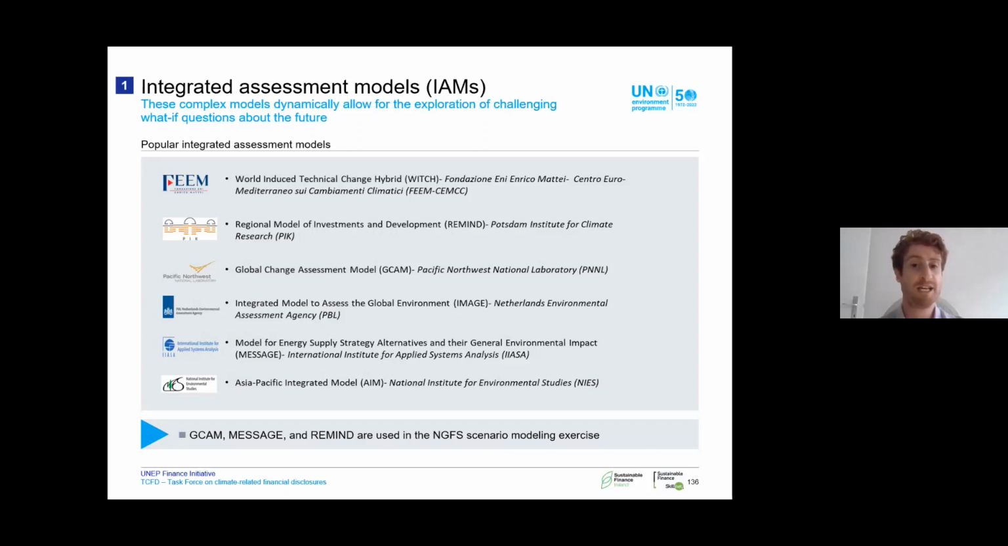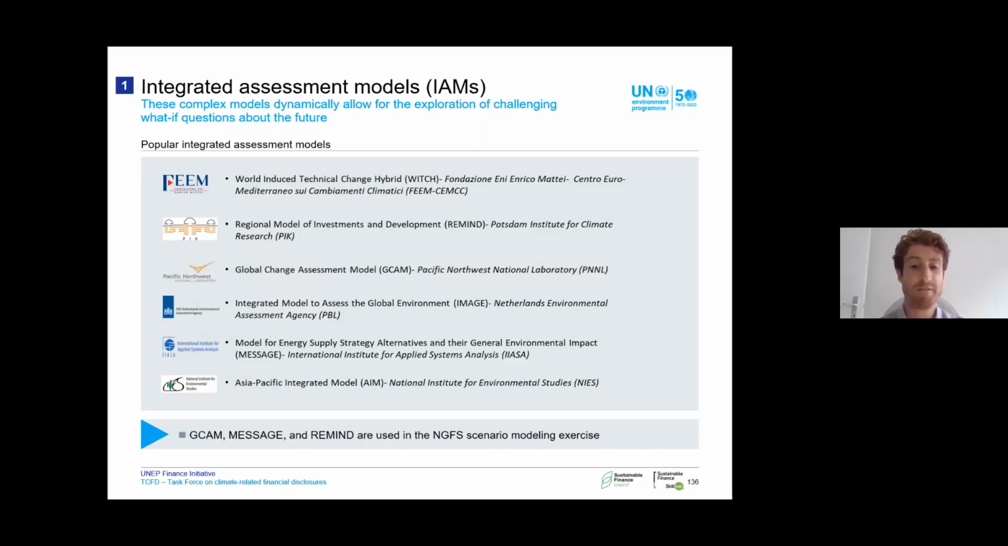There's the GCAM model, which is by Pacific Northwest National Laboratory and the University of Maryland. There's also IMAGE out of the Netherlands, MESSAGE, which is out of Vienna, the International Institute for Applied Systems Analysis, and then AIM, the Asia Pacific Integrated Model from the Japanese National Institute of Environmental Studies.